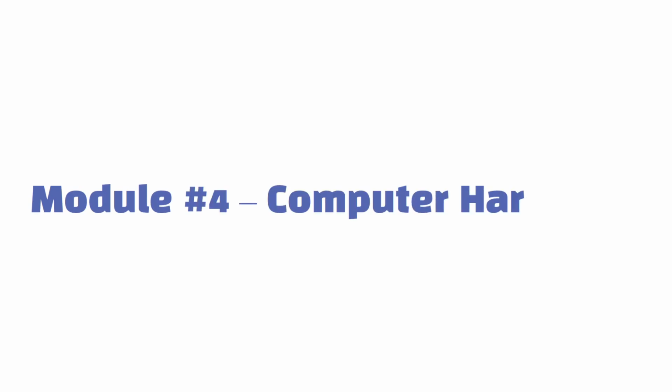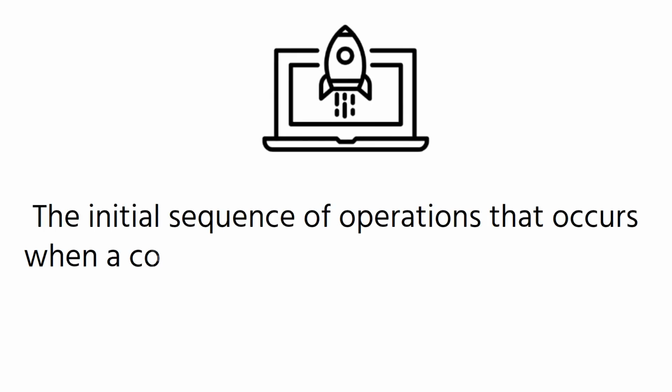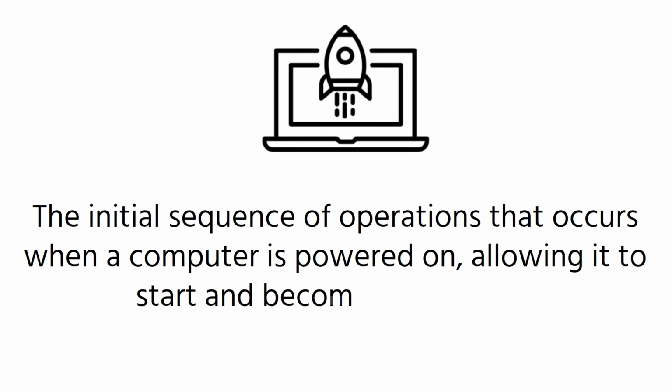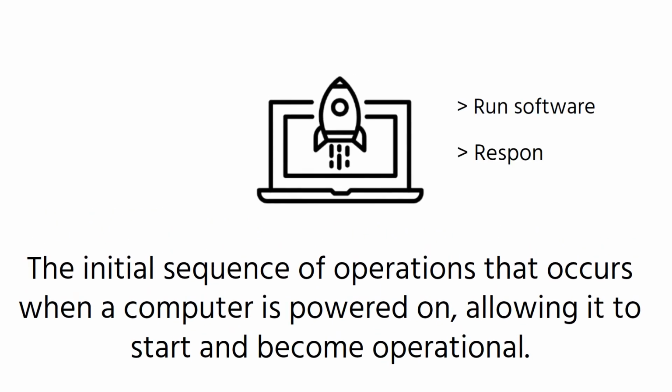Module 4. Computer Hardware. Understanding the booting process in computers. Booting a computer is the initial sequence of operations that occurs when a computer is powered on, allowing it to start and become operational. The booting process prepares the system to run software and respond to user commands.